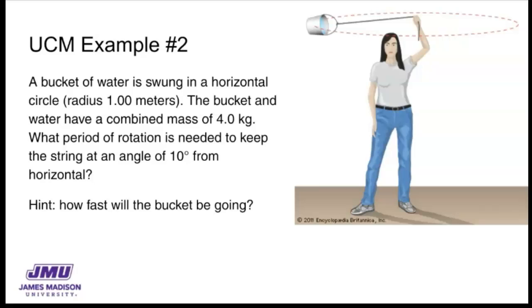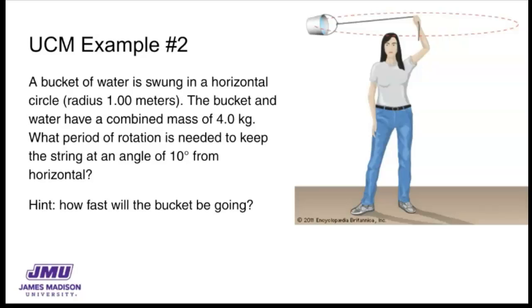So the period of rotation is a measurement of time. So it's asking me how much time should the bucket take to make one full loop, one full circumference. And it says, hint, how fast will the bucket be going? Okay, how fast it will be going is a measure of v, and of course this is a circular motion problem, so I should be thinking about the fact that the acceleration of the bucket will be v squared over r.